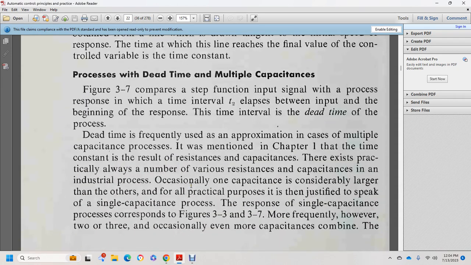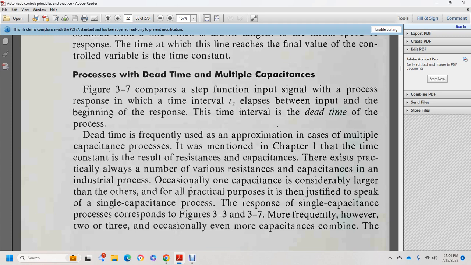Figure 3 shows the step function signal of the process and the response with the time, and the interval of time 2 that elapses between the input and the beginning of the response. This time interval is the dead time of the process. The dead time is frequently an approximation of the multiple capacity process, as mentioned in chapter 1, with the time constant resulting from the resistance and capacity that exists. For practical purposes there is always a number of variations of resistance and capacity, and additional, occasional other capacities, so consider the larger of the others.